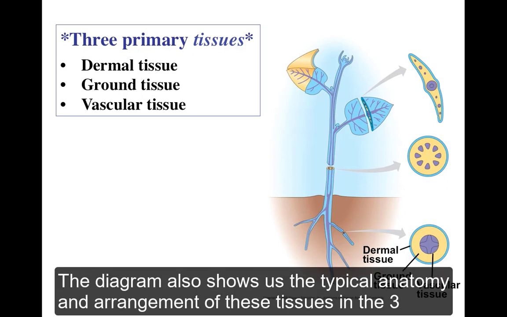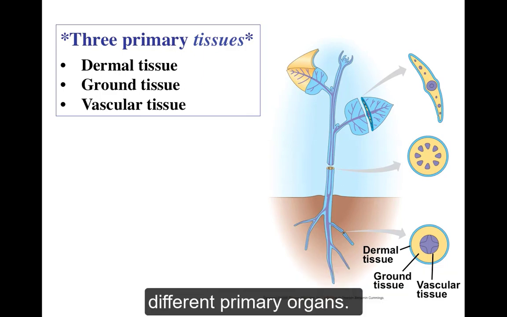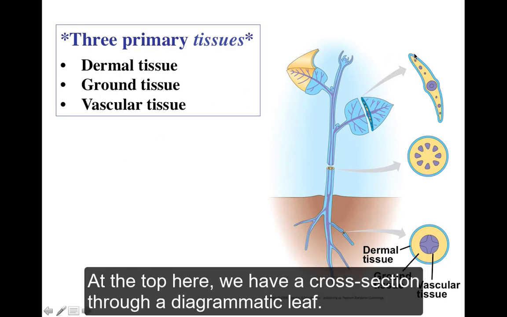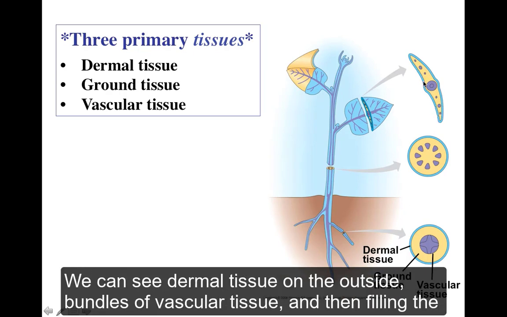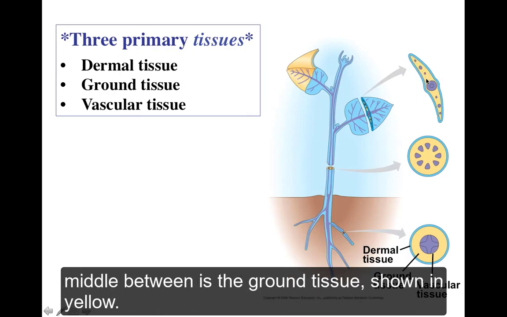The diagram also shows us the typical anatomy and arrangement of these tissues in the three different primary organs. At the top here, we have a cross-section through a diagrammatic leaf. We can see dermal tissue on the outside, bundles of vascular tissue, and then filling the middle between is the ground tissue, shown in yellow.